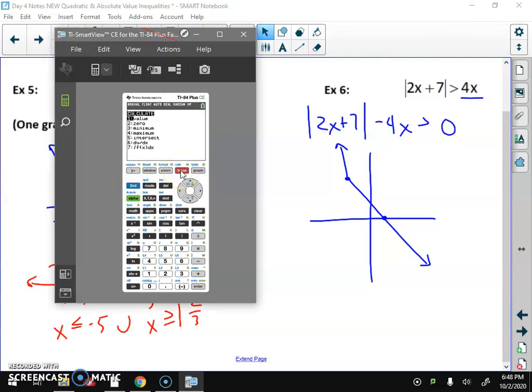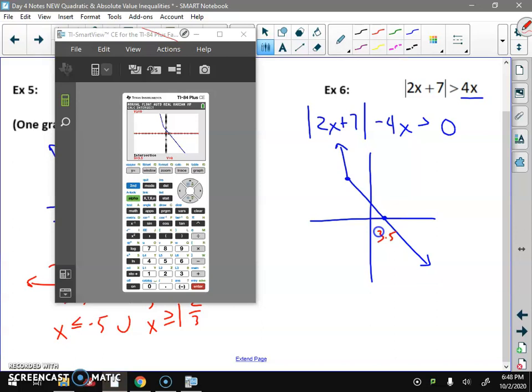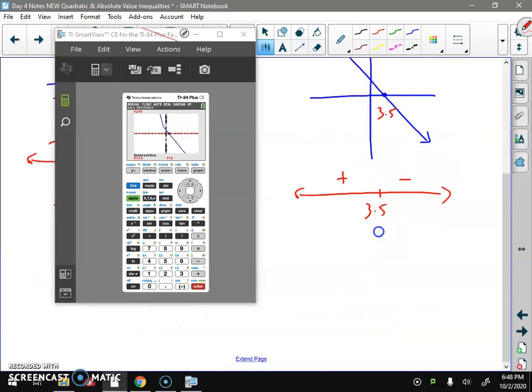Second, trace 5. Enter, enter, enter. 3.5. Translate that two-dimensional graph to a one-dimensional plus minus line with a partition of 3.5. Above means plus, below means minus. What do I want? I want the above greater than, so x can be any number less than 3.5.